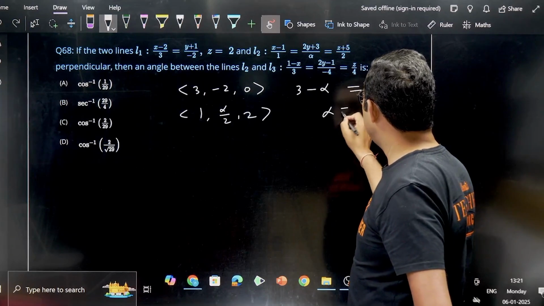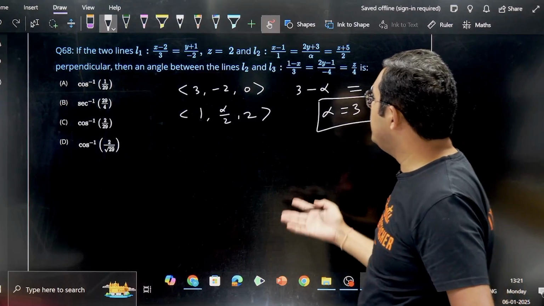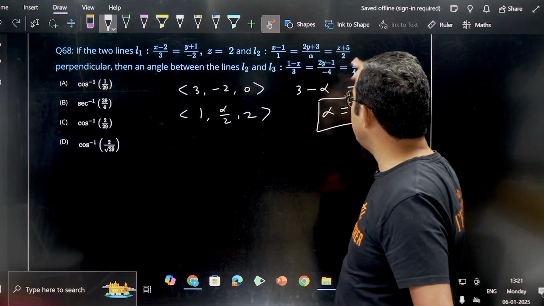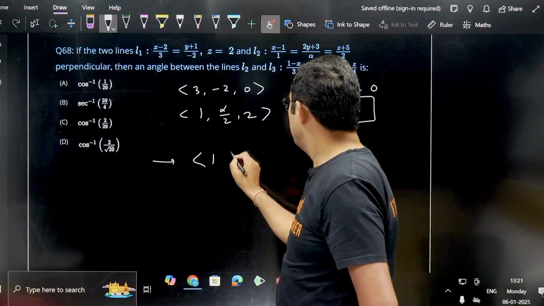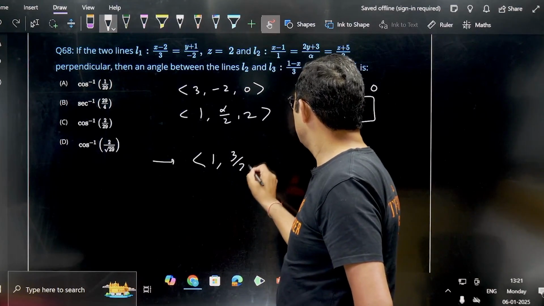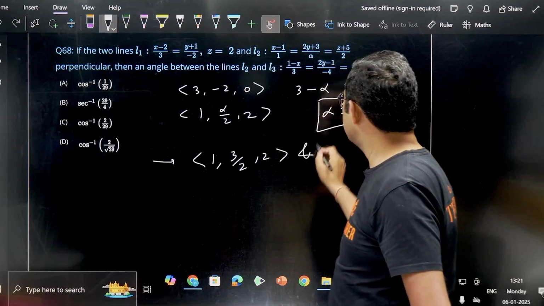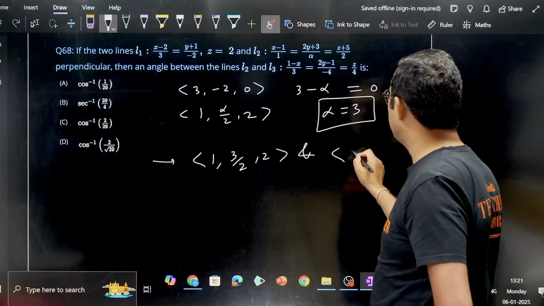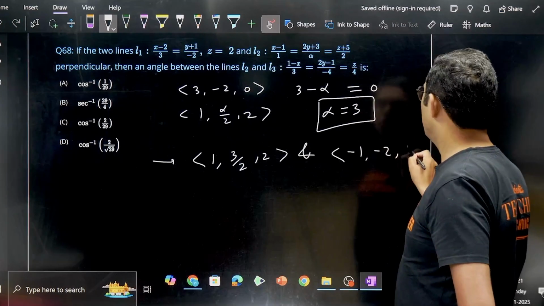So the value of alpha has to be 3 in order for these two lines to be perpendicular. Then we have to find the angle between L2, the second line, whose direction ratio is now, let us write it again, 1, 3 by 2, comma 2. And line 3 has direction ratios, I think here I can write it as minus 1 and minus 2 and 4.